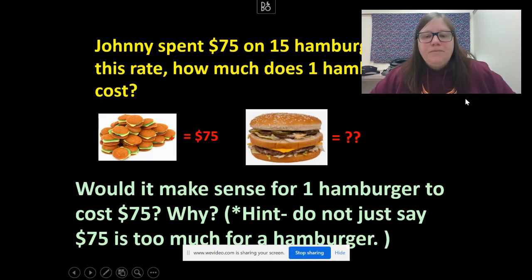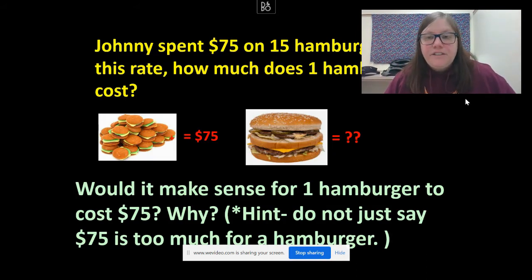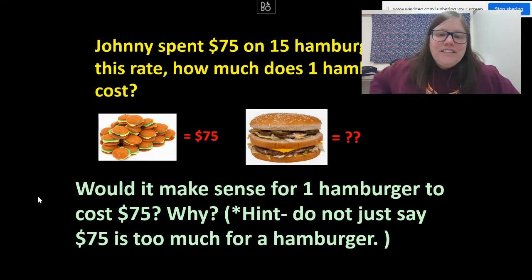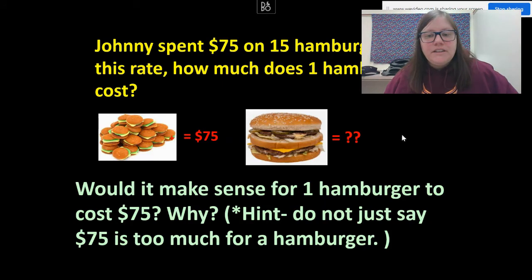So for example, this says Johnny spent $75 on 15 hamburgers. Johnny was hungry. At this rate, how much does one hamburger cost? So we want to know the cost of one hamburger. So we know that 15 costs 75. What does one cost? Would it make sense for one hamburger to cost $75? Why? It doesn't make sense at all because you are buying 15 hamburgers for $75.